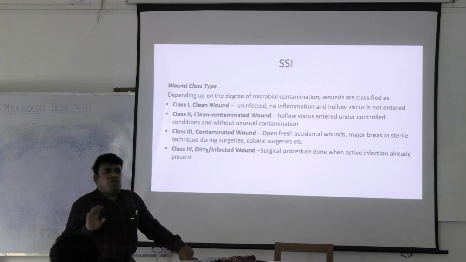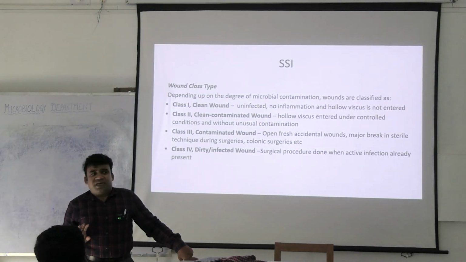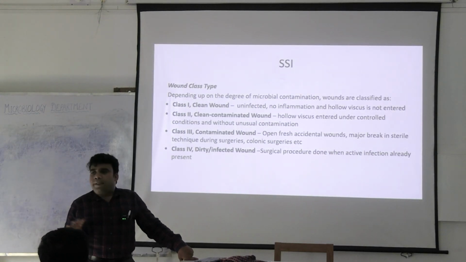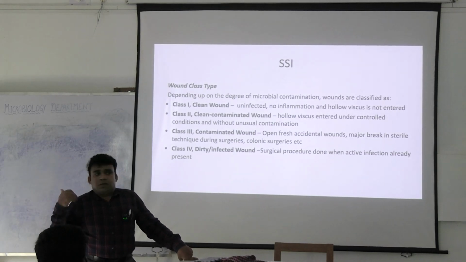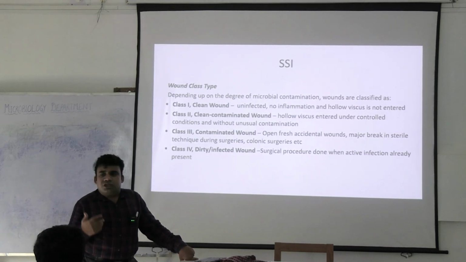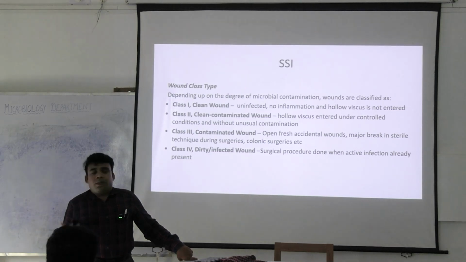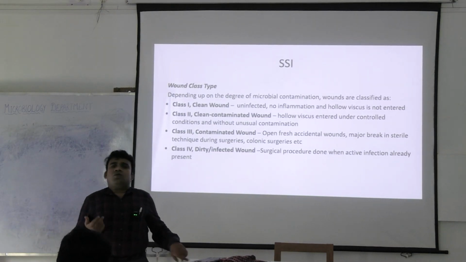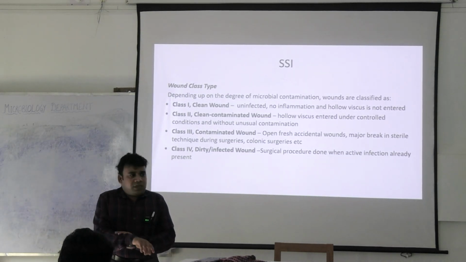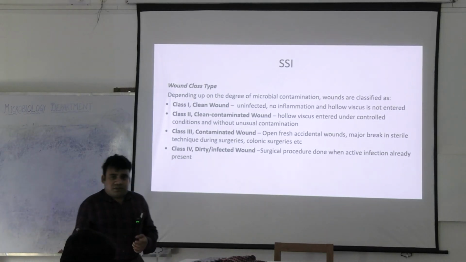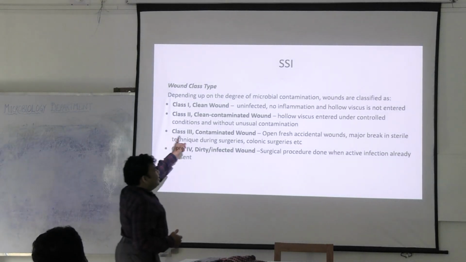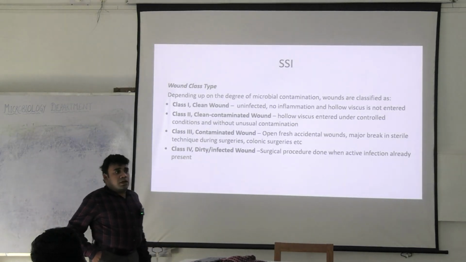So, this type of wound has the least chance of getting infected. Why? Because if no viscus is entered, then no endogenous organism from the viscus can contaminate. The only chances of contamination of the wound will come from the skin at the wound and from procedural factors. Next comes the clean contaminated wound.